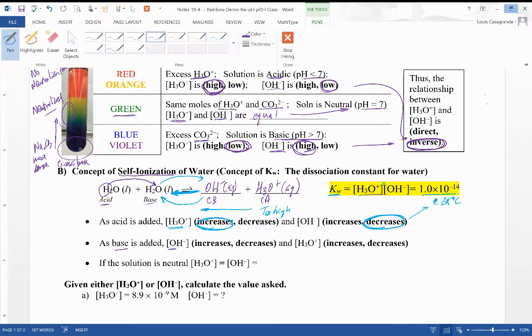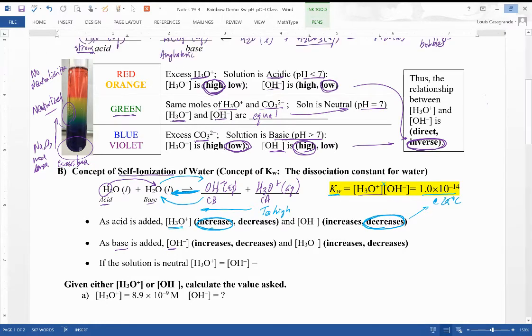If we add base, we have excess hydroxide. So we have an increase in the concentration of the hydroxide. So now the hydroxide concentration is too high. Again, because that's too high, we have to come back to this number. We have to bring these concentrations down. So the reverse reaction is going to react, and we're going to bring down the concentration of the hydronium. And so it turns out that this is what drives all acid-base chemistry.